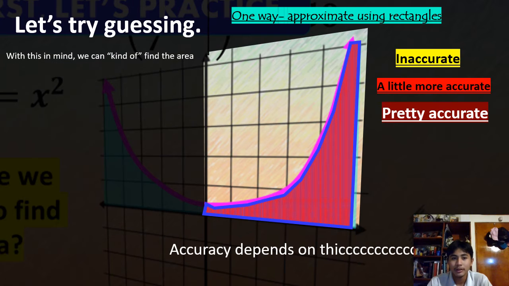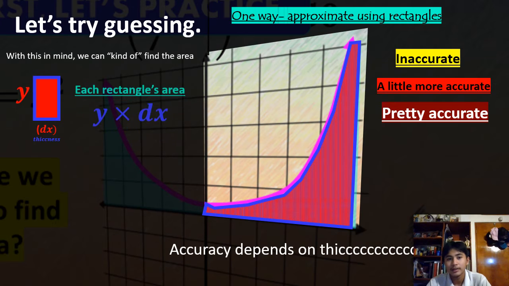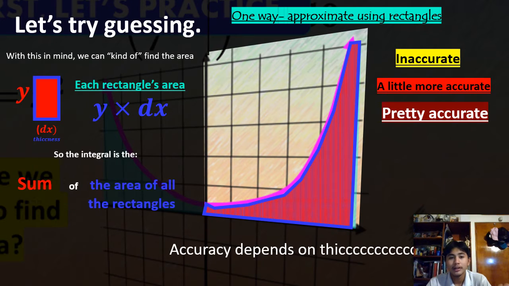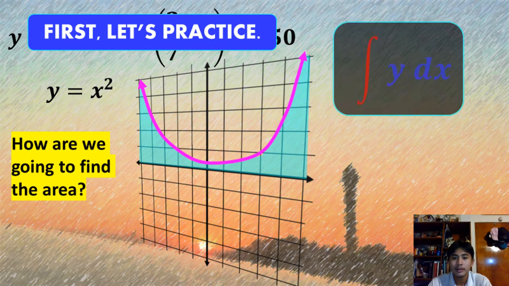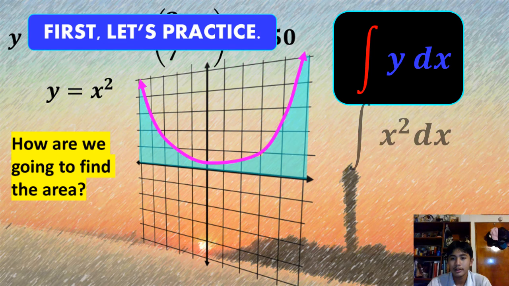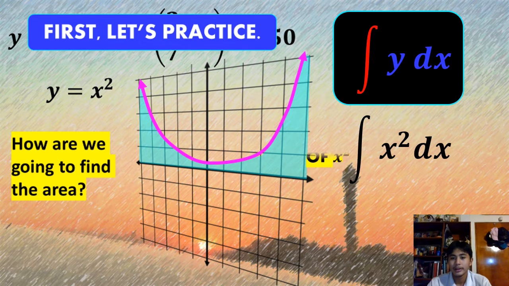And that's pretty important. So with this in mind, we can find the area. Each rectangle has an area of y times the thickness, dx. So y is the output, and it measures the height. So we can say that the integral is the sum of the areas of all these rectangles, or in integration notation, we put the little S symbol that stands for integral, and we put y dx. And so we bring this back to y equals x squared. What's the integral of x squared dx? So we need to find the antiderivative.